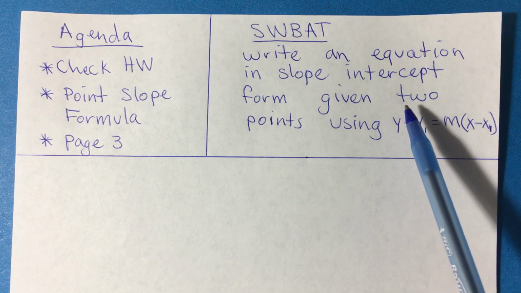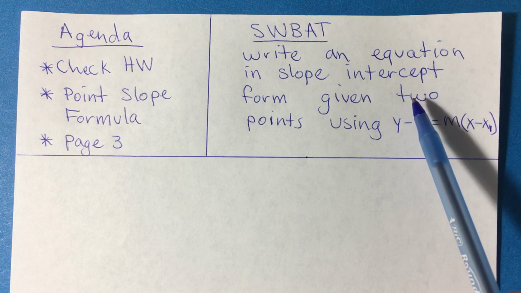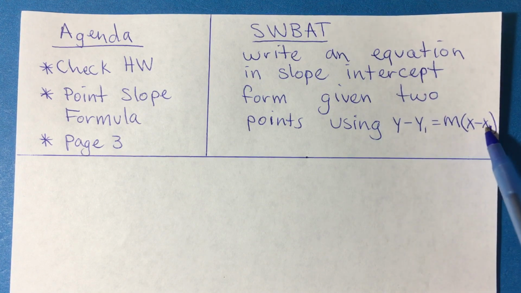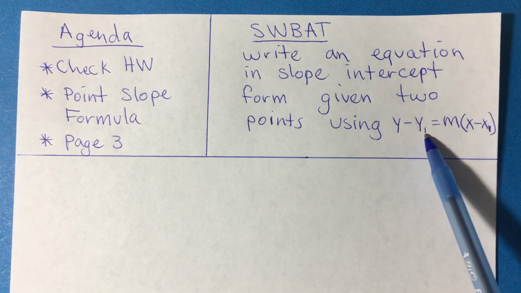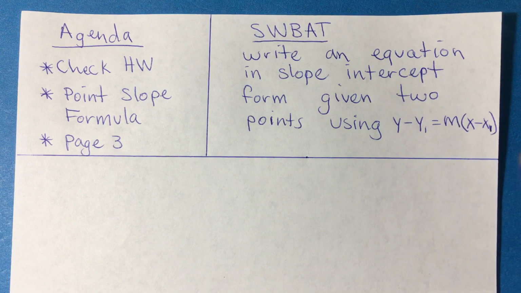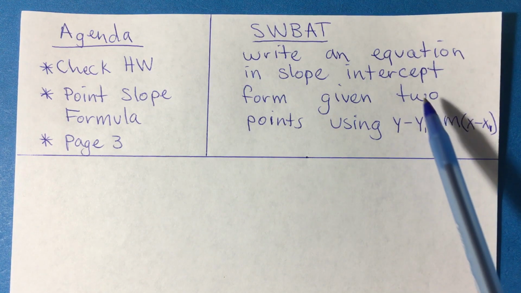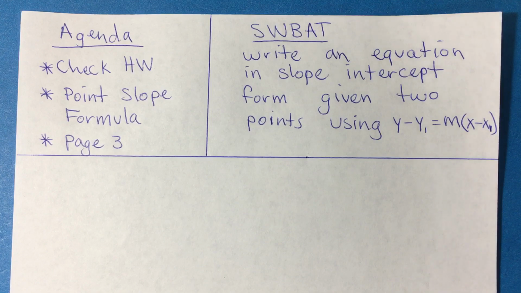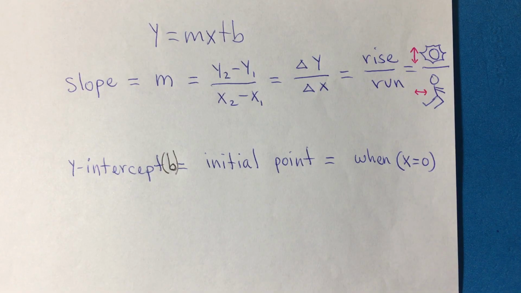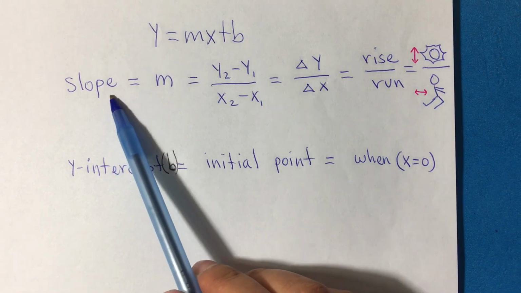In the previous video, we were given 1 point and the slope, and we were able to plug the point in here and the slope in here. But now we're not given the slope, we're given 2 points instead. In the first video of this series, we learned about the slope.